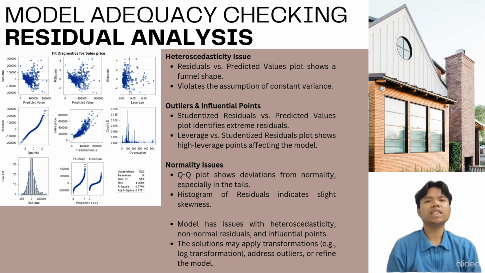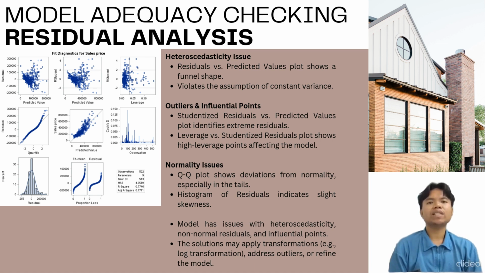For this slide, I will be discussing an important aspect of model adequacy checking: residual analysis. For the first one, heteroscedasticity issue for the residual versus predicted values. The plot shows a funnel shape indicating heteroscedasticity. This violates the assumption of constant variance. Second one is outliers and influential points.